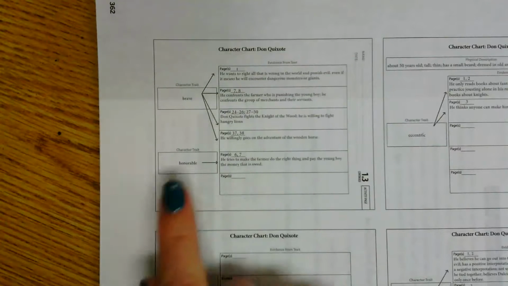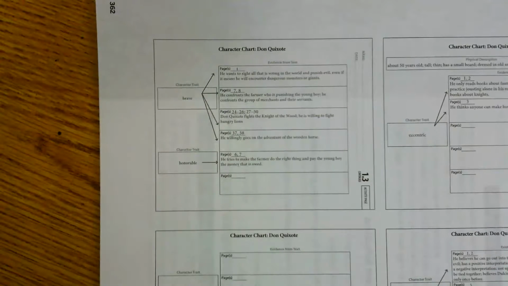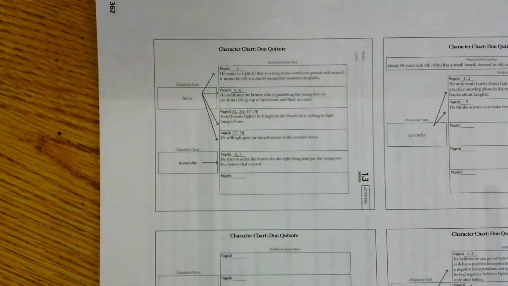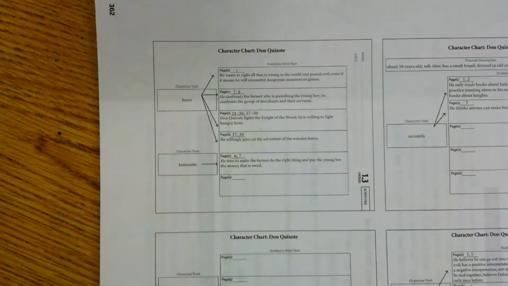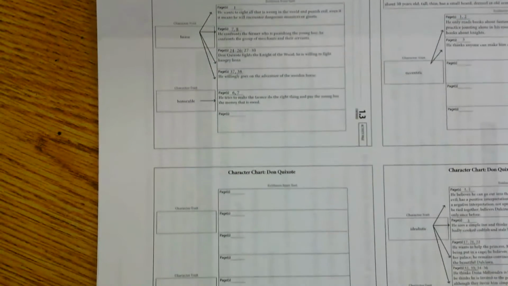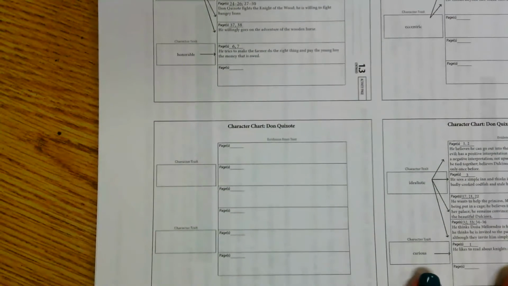And he's also honorable. On pages 6 and 7, he tries to make the farmer do the right thing and pay the young boy the money that is owed. He wants to make sure that he is doing what is good and doing what is expected, and maybe even going above and beyond. And then they gave you a few more that you could put with this character trait, honorable. And then a few more spaces, because there are certainly other character traits that you can find.